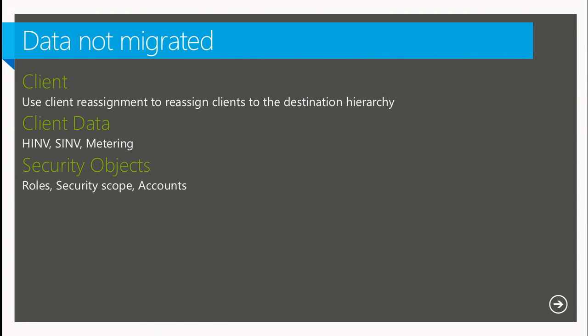Now, there's still data that's not, quote-unquote, migrated, and it's data that, in some regards, doesn't really make sense to migrate. One of them is clients. In this case, what you would use is boundaries to reassign your clients to the new site. And then from there, in addition to the client data itself, once the client is reassigned, it will evaluate the objects that you have and then update the data into your new site system.